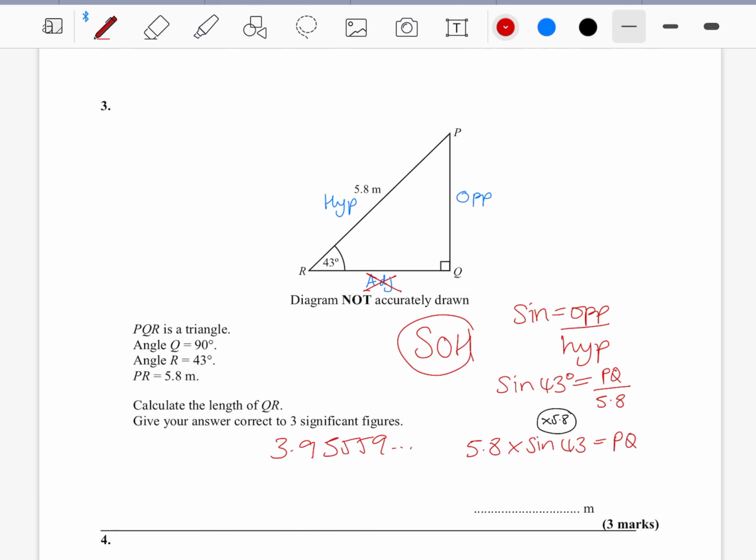So I grab my calculator, 5.8 multiplied by the sine of 43, and that's going to give me 3.9559, and it carries on. I'm allowed to have 3 digits, 3 significant figures, so I'm going to have 3.9, this 5 is going to make me round up, 3.96 meters.